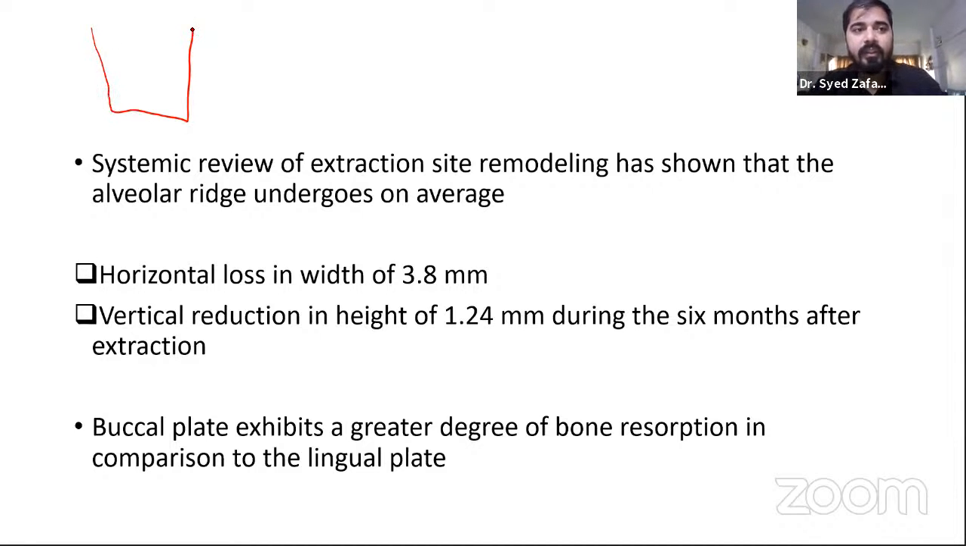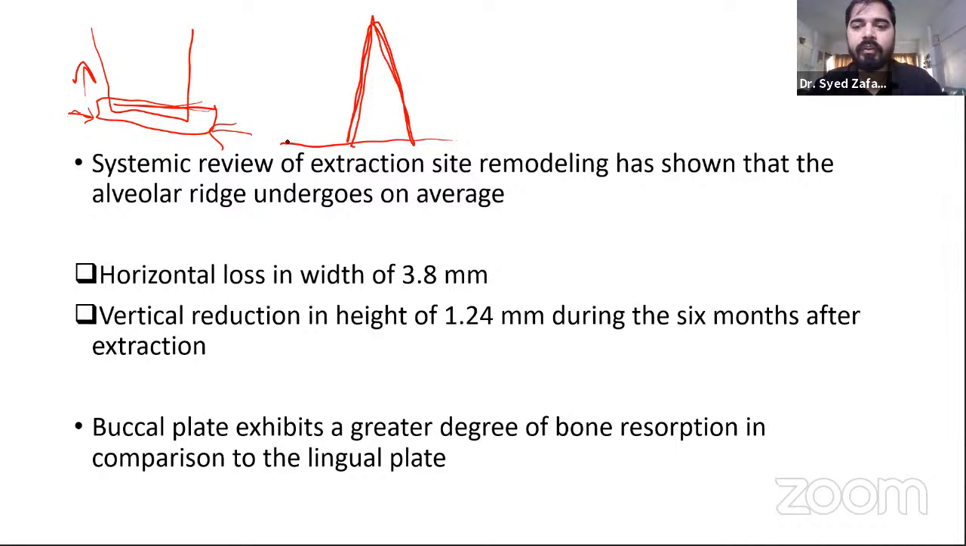Like this is the socket. Horizontal bone loss will be like this, and vertical bone loss will be like this. If you have noticed, after extraction, always after 2-3 months you will see there is a knife edge ridge. When a patient comes to you for placement of implant or denture, you will see there is a knife edge like this. Because first horizontal bone loss occurs, and then vertical bone resorption starts. After extraction, the buccal plate resorbs much faster as compared to the lingual plate.